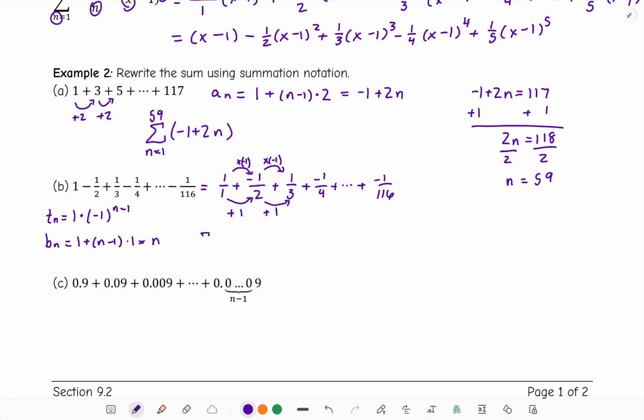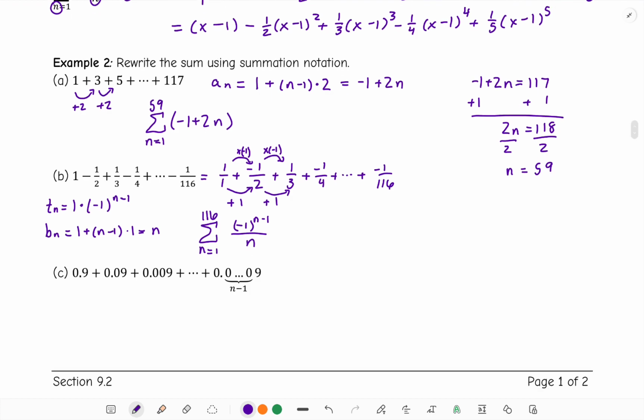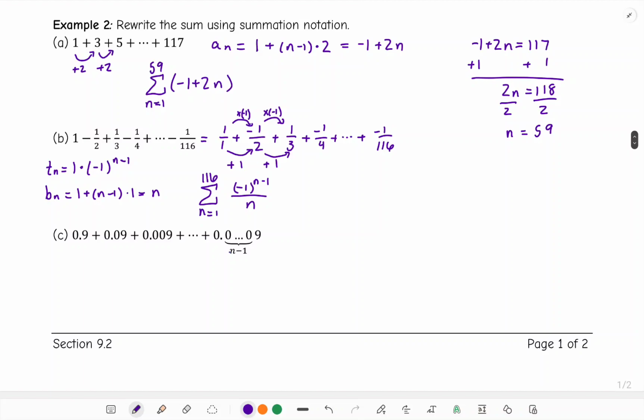So what we're doing is we're taking the sum from n equals 1 to something of negative 1 to the n minus 1 over n. Well, since n is equal to the denominator and we stopped at a fraction with a denominator of 116, this one goes until 116. Now for C, there is a typo here. That shouldn't say n minus 1. Let's put 31.